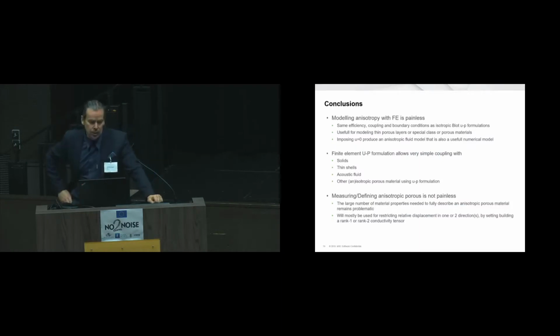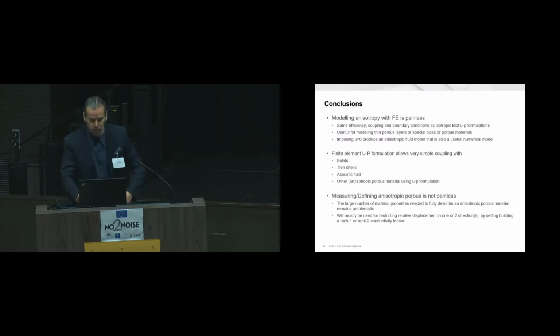As a conclusion, I would say that modeling anisotropy with finite element is completely painless, but measuring and defining anisotropy is not painless. Isotropic porous material already contains a lot of parameters, as you have seen yesterday, that are difficult to measure and that contain some variability or uncertainties. If you multiply this using full anisotropy, it becomes extremely complex, and very few people will measure anisotropic properties fully.